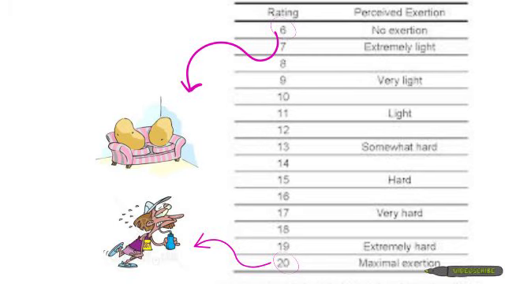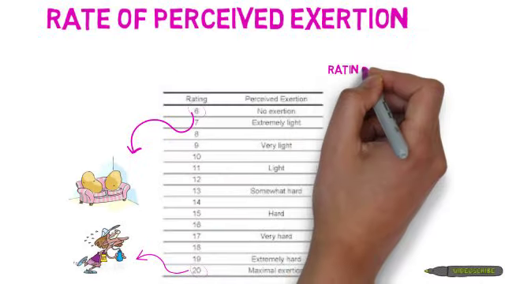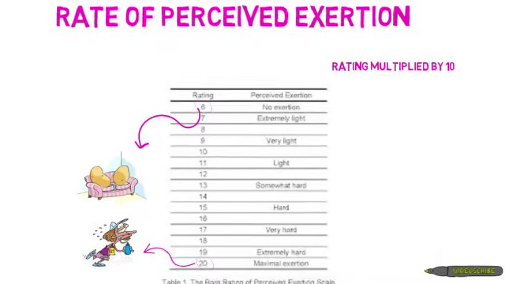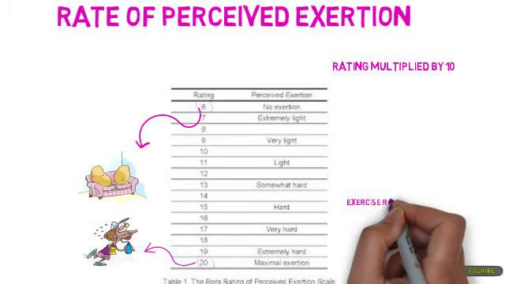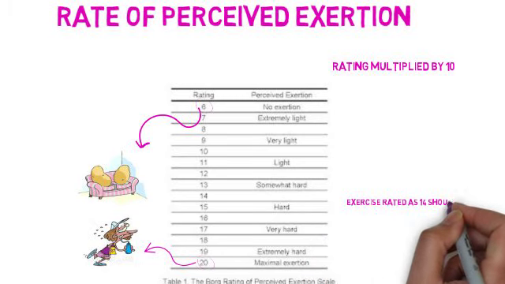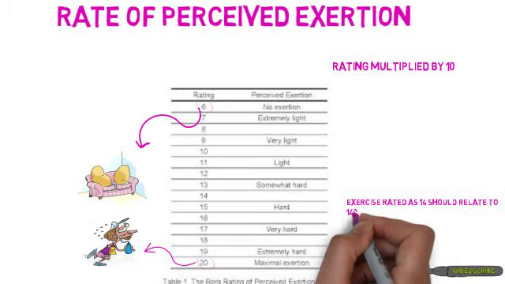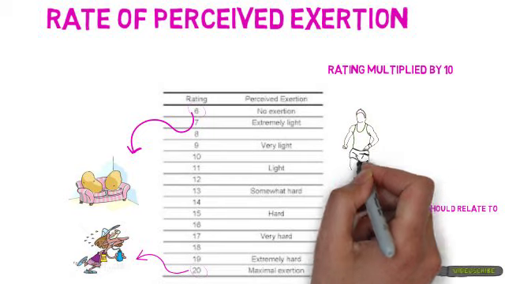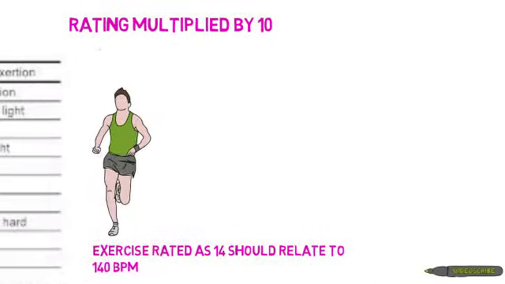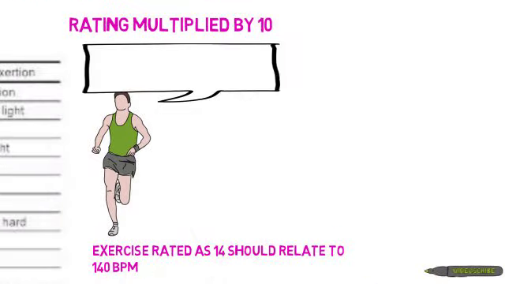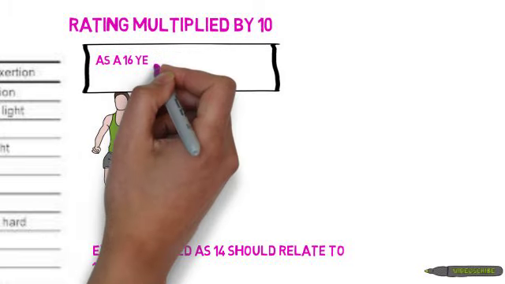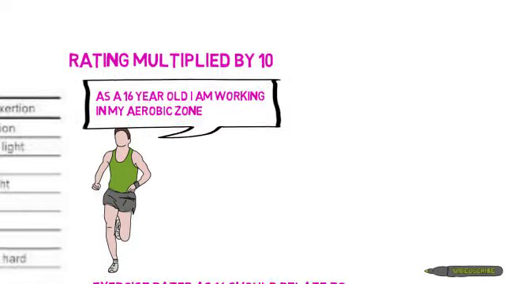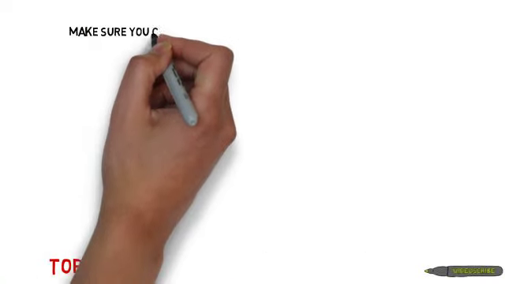Activities can be rated using this scale so that you can test how hard you're working or if you're working hard enough. This is then related to heart rate by multiplying the score you've given an activity by 10. For example, if you rated an activity to be 14, that would be a rough approximation that your heart rate should be around 140 beats per minute. This would still fall within the 16-year-old's training zone of aerobic endurance, as it falls between the 122 to 173 beats per minute target zone.